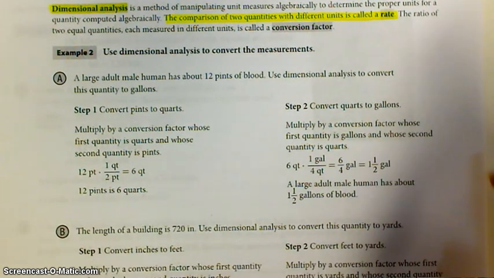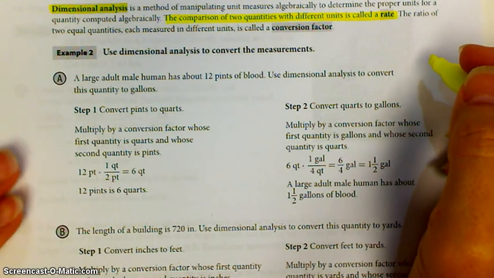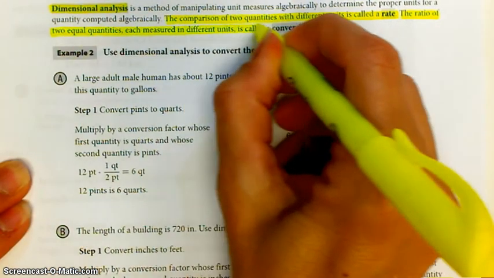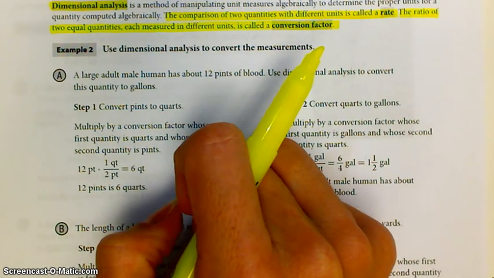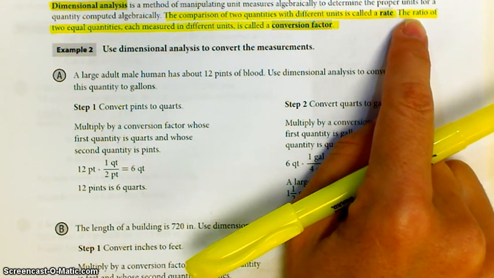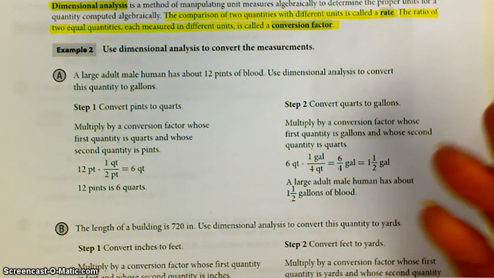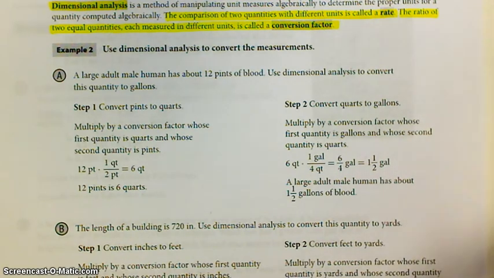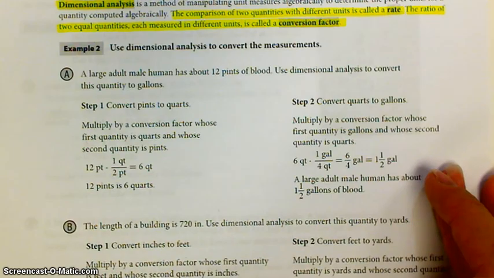Okay? The ratio of two equal quantities, each measured in different units, is called a conversion factor. Okay, so what do they mean by conversion factors? Like 12 inches is equivalent to 1 foot. So 12 inches over 1 foot, or 1 foot over 12 inches. Those are conversion factors. And it doesn't matter which way I put them, because really both quantities are equal. Okay, hopefully that'll be a little clearer as we move on.